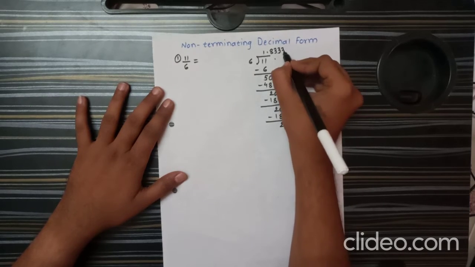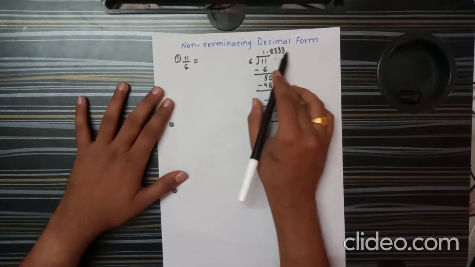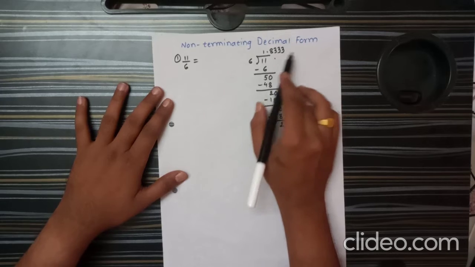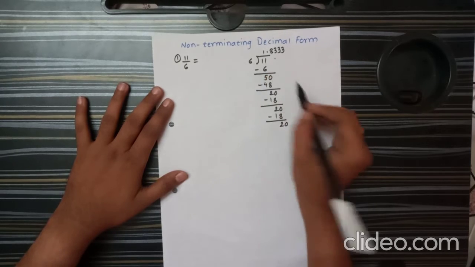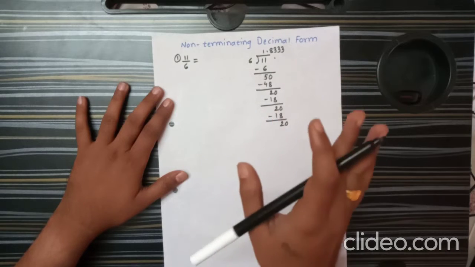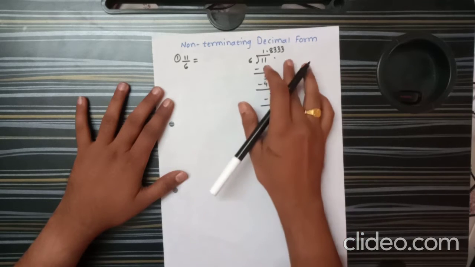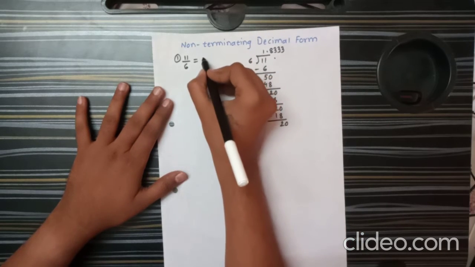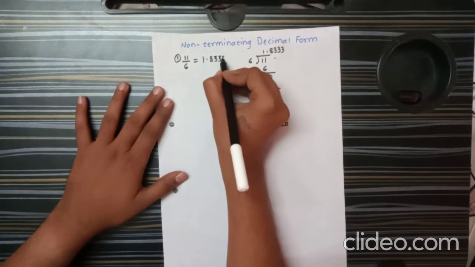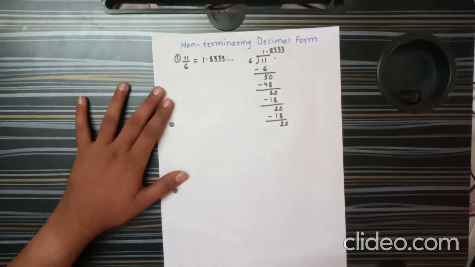See, like this we are going to obtain this particular number 3 again and again in the quotient. So this division is not going to end. So this is called a non-terminating number. So this decimal form, 1.8333..., is called non-terminating decimal form.